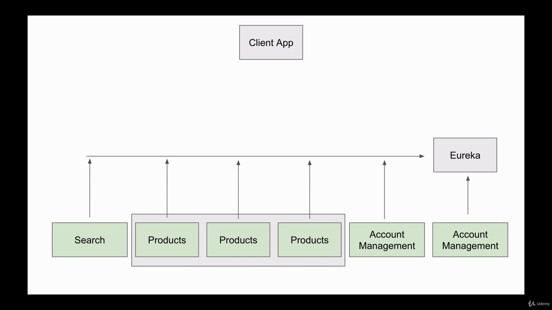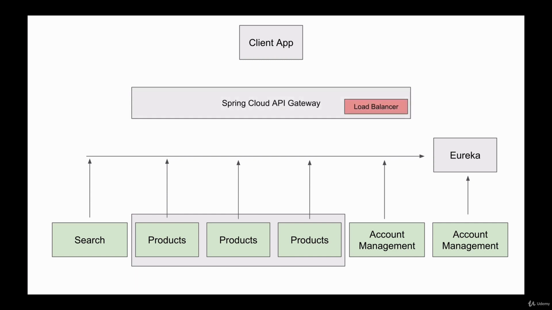So now when we have multiple instances of products microservice running, and each microservice has its own unique address in the network, we need a way to route incoming HTTP requests from client application to one of these instances. And to do that, we can use Spring Cloud API Gateway. Spring Cloud API Gateway has a built-in load balancer that will distribute requests coming from client application equally between running instances of our microservice. And this makes our API more robust when the load on our system increases.